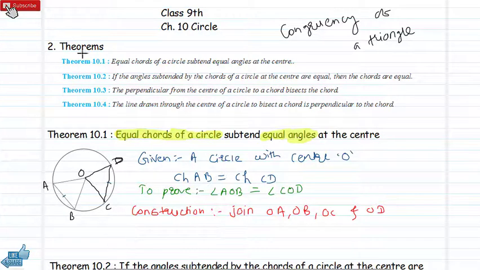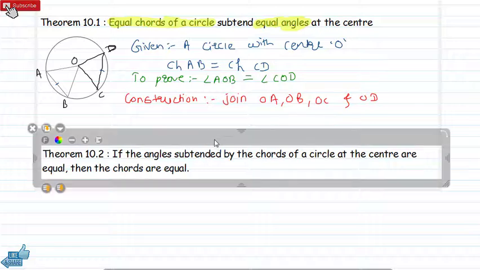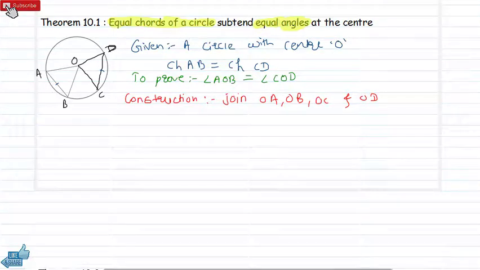Now we are going to start the proof. But before we start, I will make some space for the proof. Okay. Now see the proof. The proof is very simple. Proof means we have to show that two triangles are congruent. These two triangles are congruent.